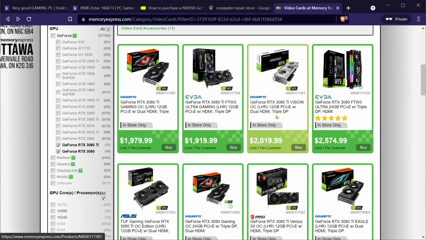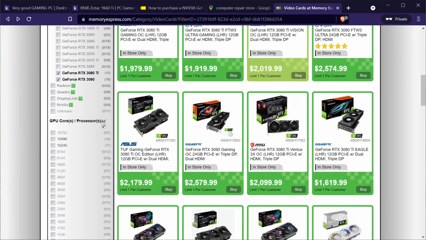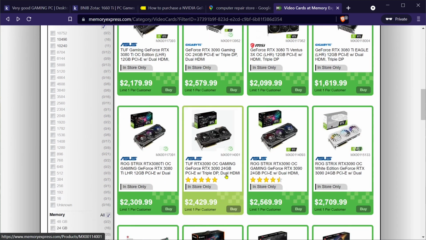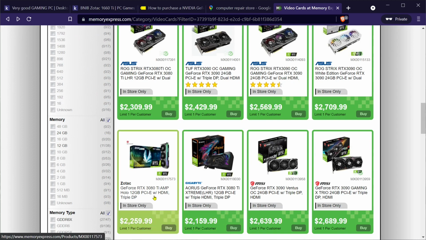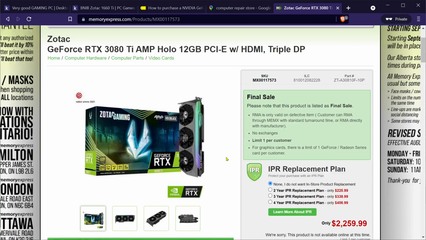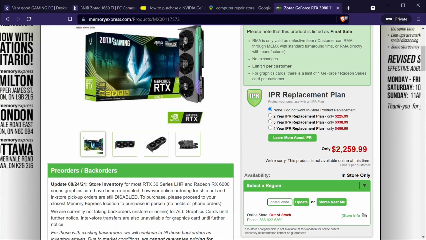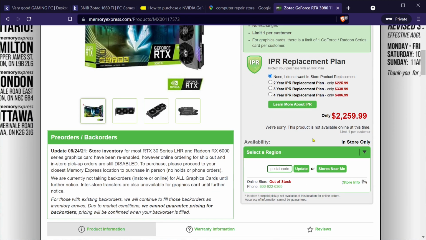Often I see these Gigabyte ones on the shelf and Zotac. I see a lot of Zotac on there. Like this guy, very often. So this is 3080 Ti, 2260. So that is an expensive card. This is Canadian prices, by the way. So if you're looking at this in USA, that is not US dollars.